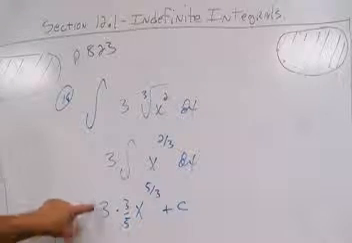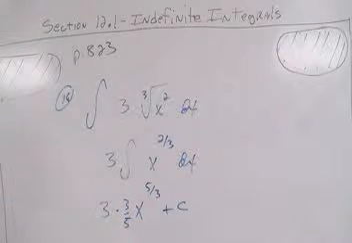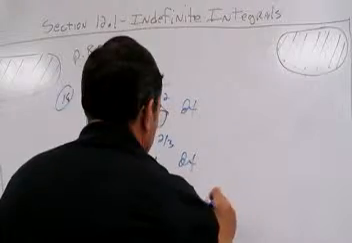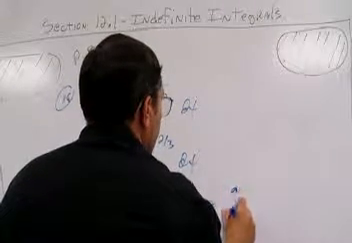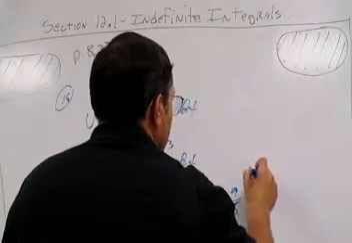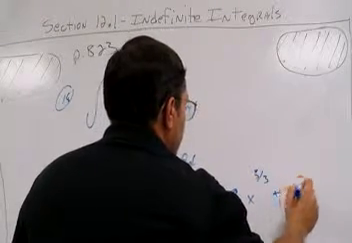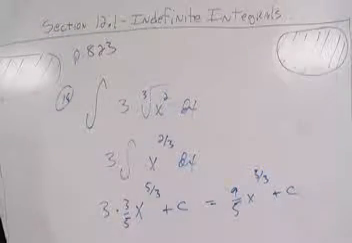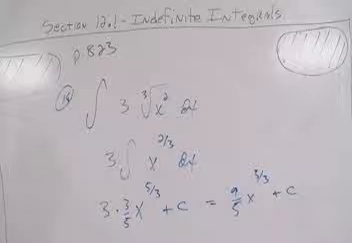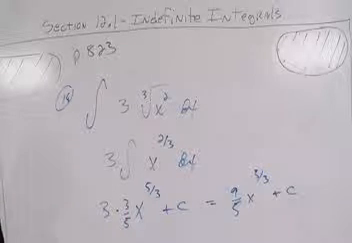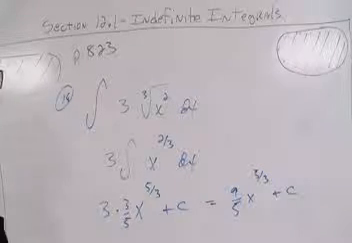And finally, you'll simplify that, multiply the 3 times 3/5, and that would be 9/5 x to the 5/3 plus c. And that's what you'll see in the back of the book when you check your answer on a problem like this. Let's do number 20.